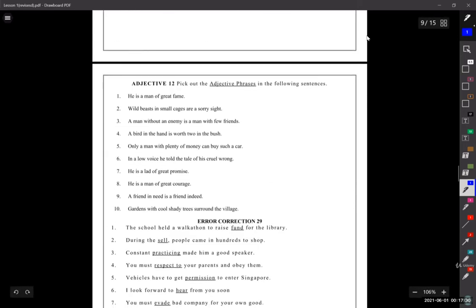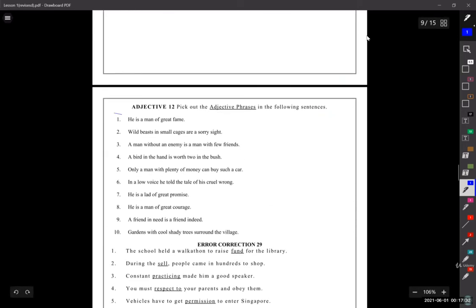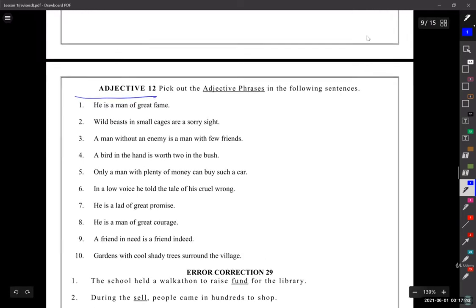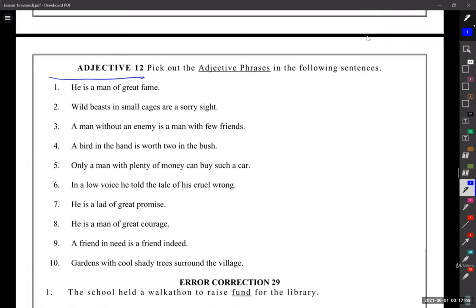And then moving on to the next part, we have adjectives. Now these are worksheets, so extra worksheets. Adjective 12, pick out the adjective phrases in the following sentences. We will also be able to give you our answers so that you can prepare ahead, and also remember to explain the sentences carefully.